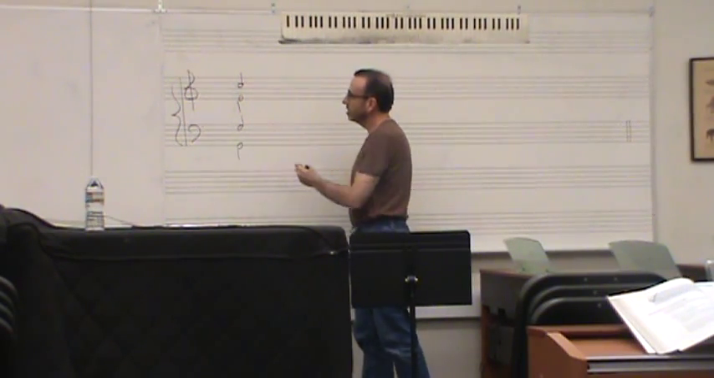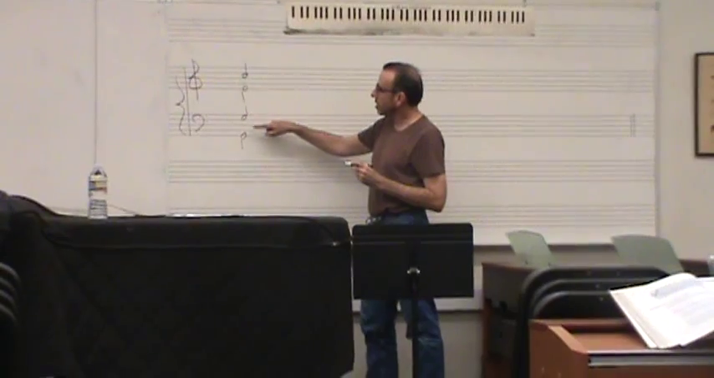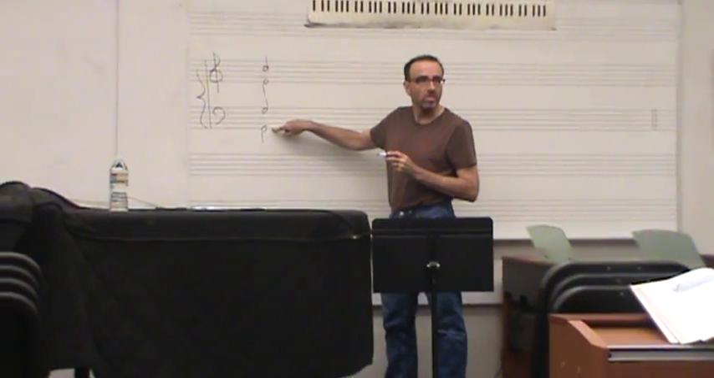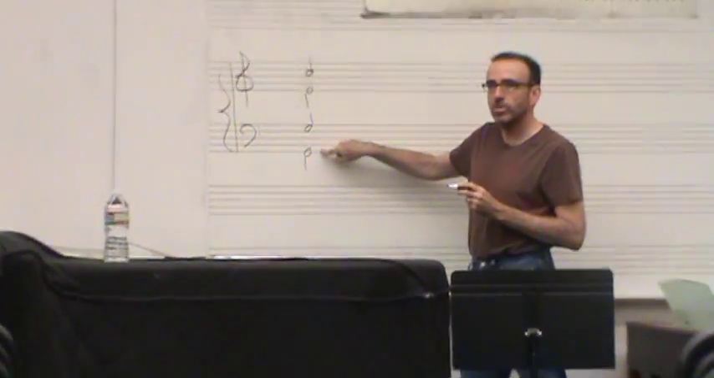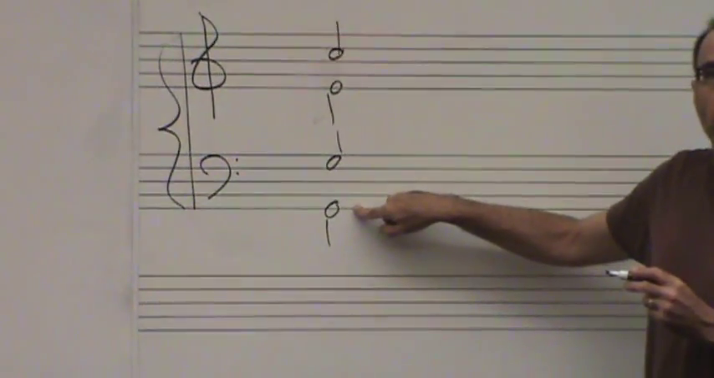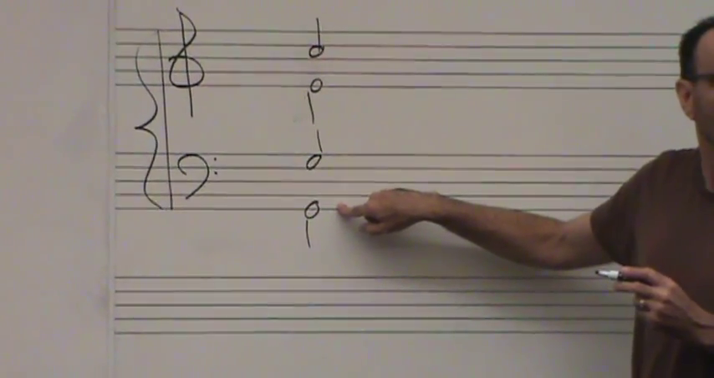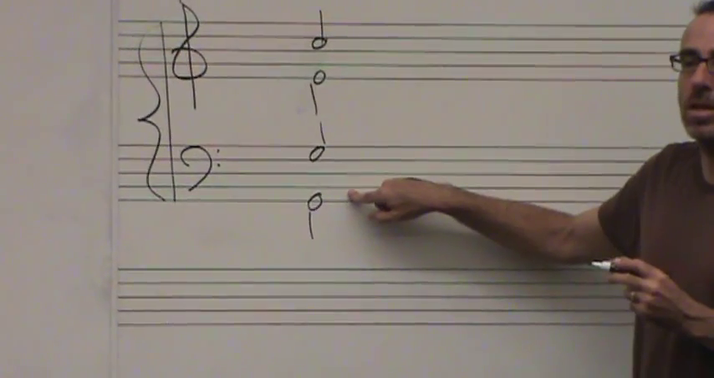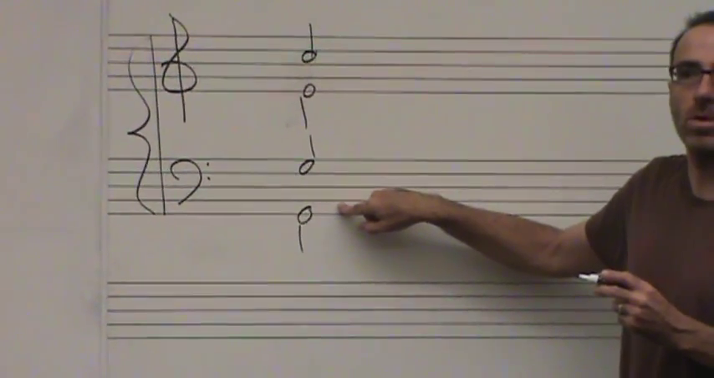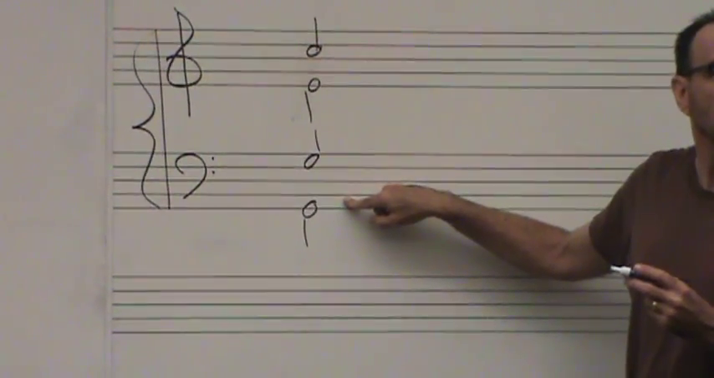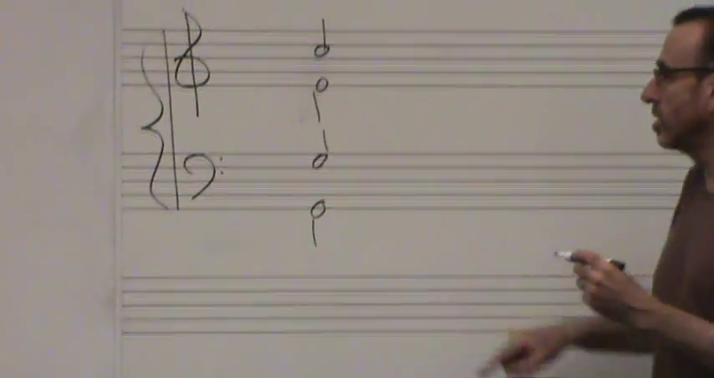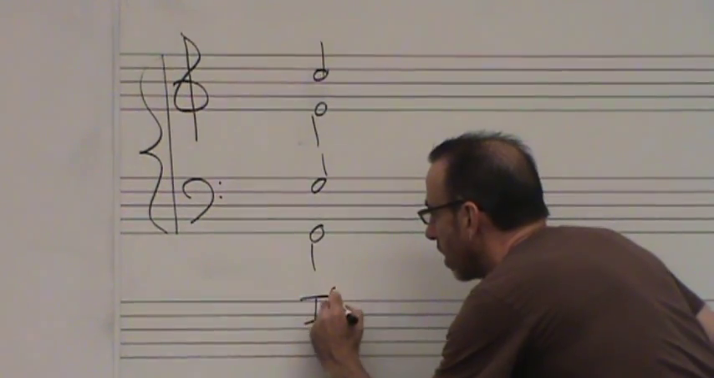So I have a second inversion C major triad, you're going to double the bass voice, which is the fifth of the chord, right? If it's second inversion, the fifth is in the bass. So you're going to double the note that's in the bass, always, in any kind of second inversion chord, or 6/4 chord. Or in C, this is a tonic 6/4.